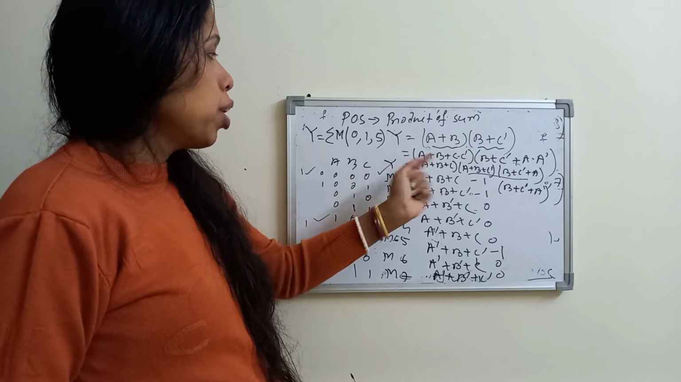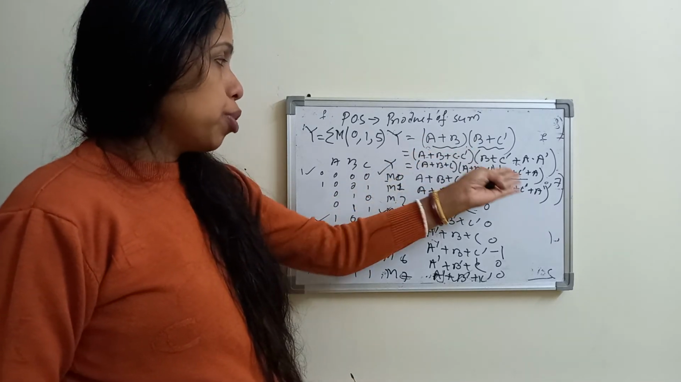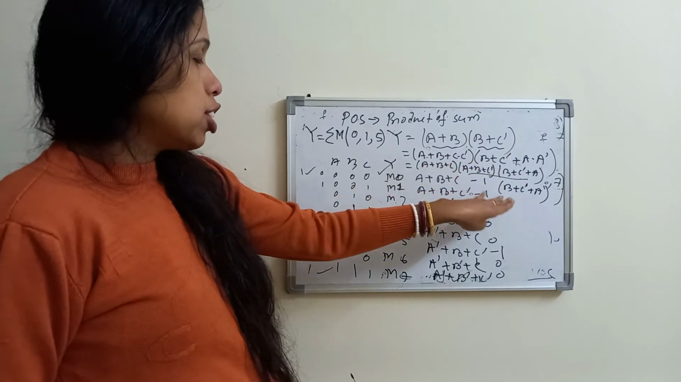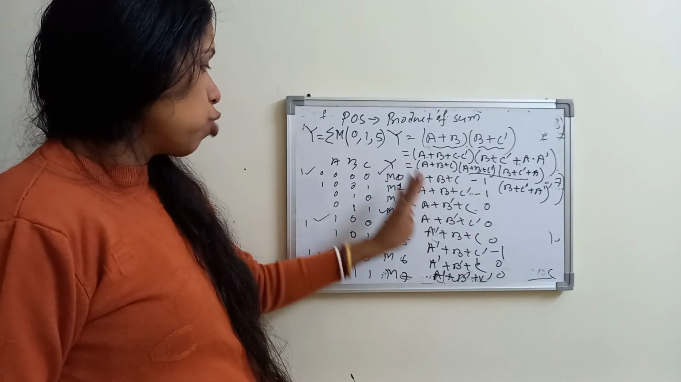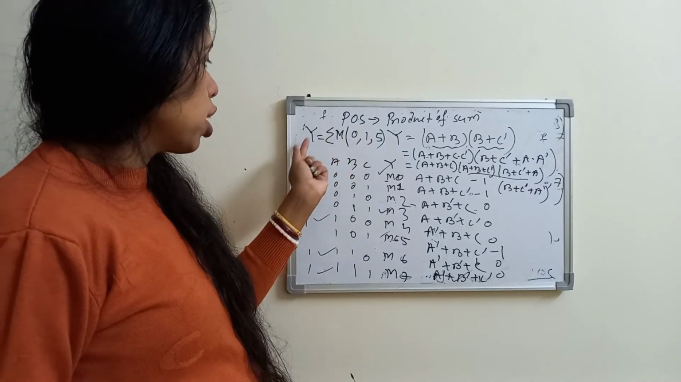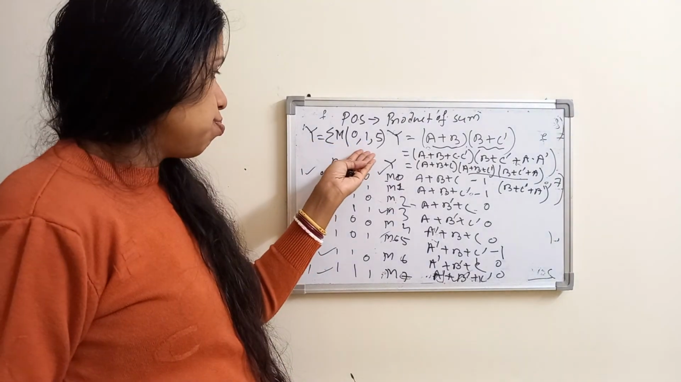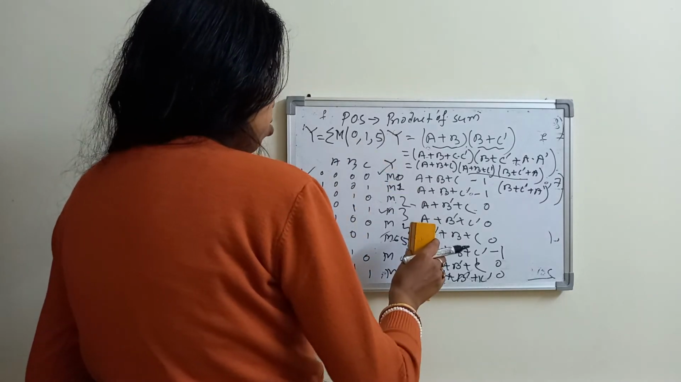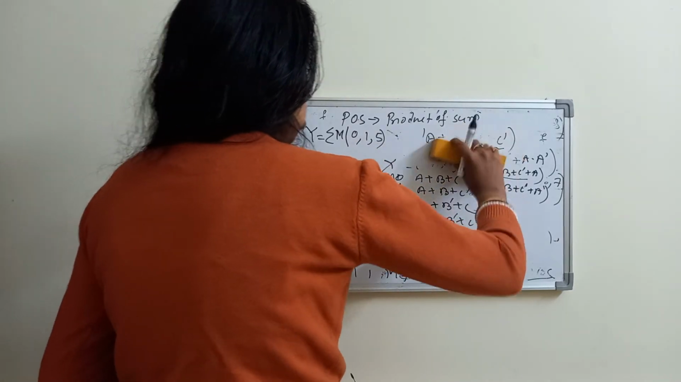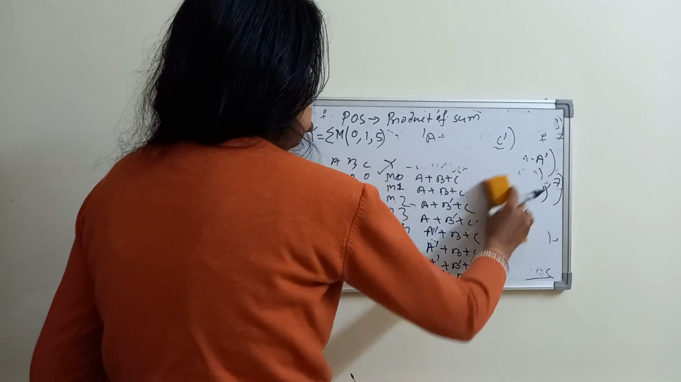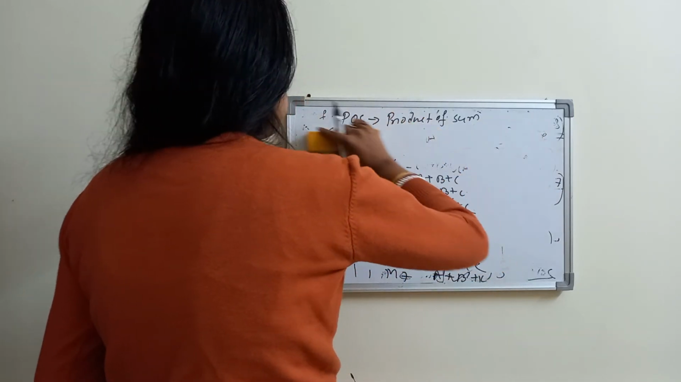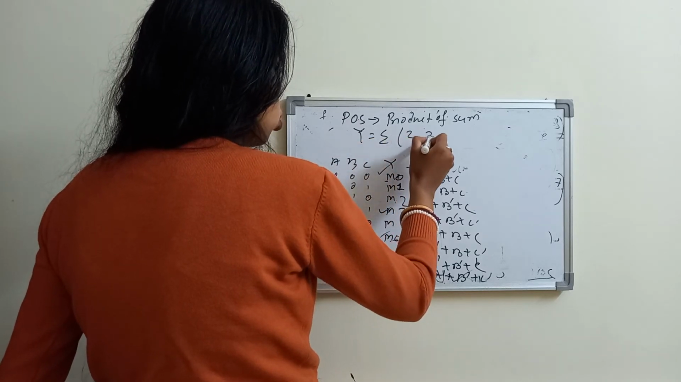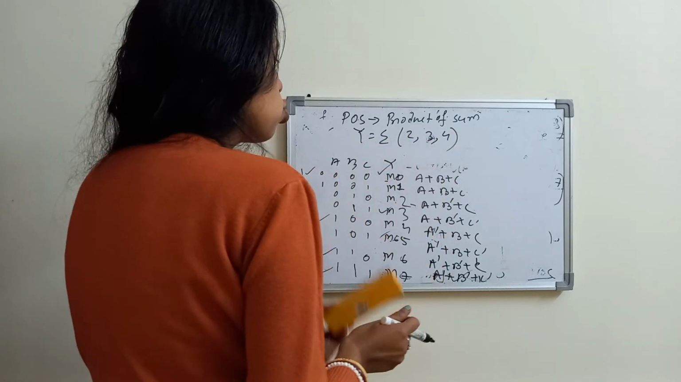The POS form you have to convert into the standard POS form by considering this formula. And if you have the standard POS, you can write the truth table. From the truth table you can write the output in the form of the max term. Now again, the opposite phenomenon. Suppose one question is like that: you have capital M 2, 3, 4.